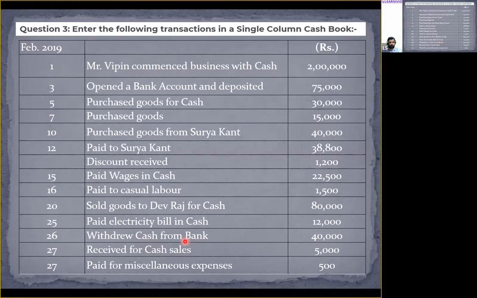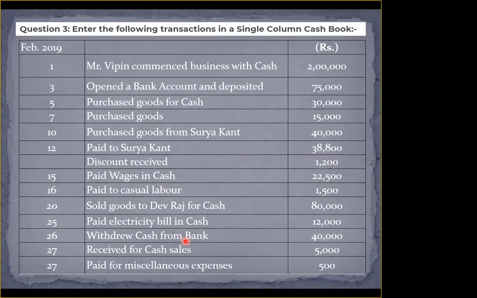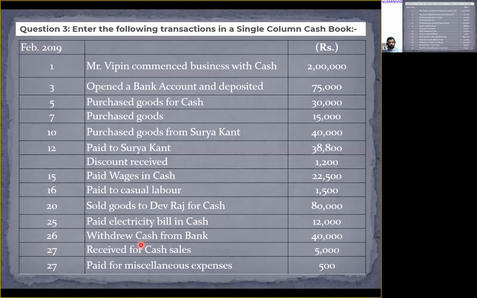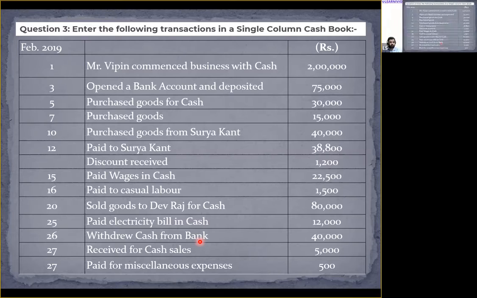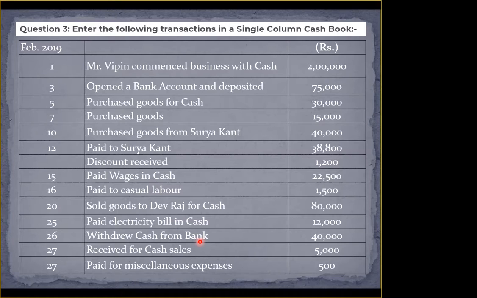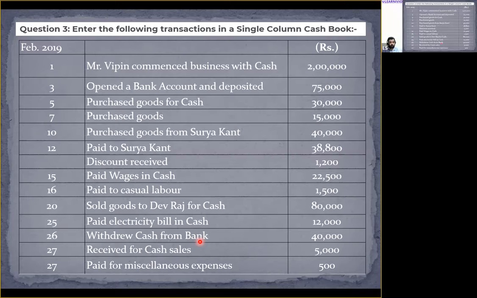Withdrawing cash from the bank will reduce the bank balance, but it will increase the cash. So tell me, when you withdraw cash from the bank, on which side of the cash book will it be recorded? Debit side. And by what name will you record this? Not by drawings. You will record it as to bank account. This is not drawing.